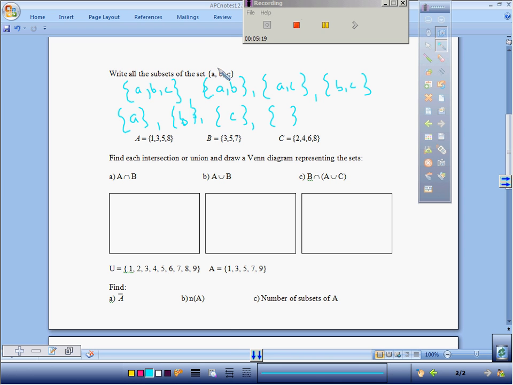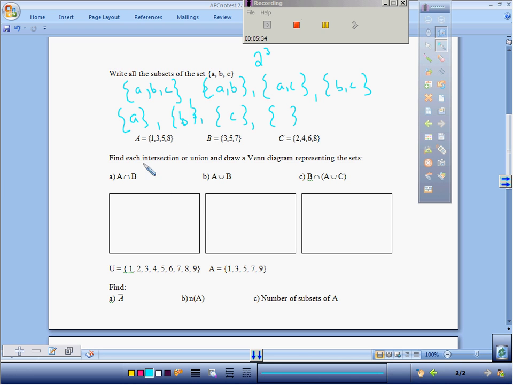So it turns out that if you have 3 items in a set, and this rule comes up later, there would be 2 to the 3rd subsets of that set. If you have 4 items in a set, there would be 2 to the 4th subsets. And if you have 5 items, there would be 2 to the 5th subsets.